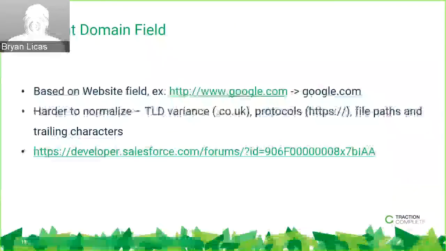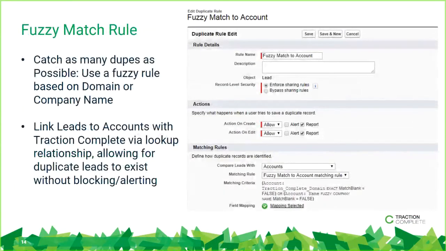Similarly, on the account, you'd have to create a field to map in your matching rule. And the website field would be normalized to do this. It's in a little bit of a different way. You have to account for things like different protocols, prefixes, file paths, and characters. There's a lot of resources out there on the Salesforce developer community to show you how to do this. And we've included this as well in Complete, so you don't have to go ahead and create those fields. So using a fuzzy match rule on domain and maybe account name as well as an alternate can help you match as many leads to accounts as possible when you're collecting limited information from your prospects.